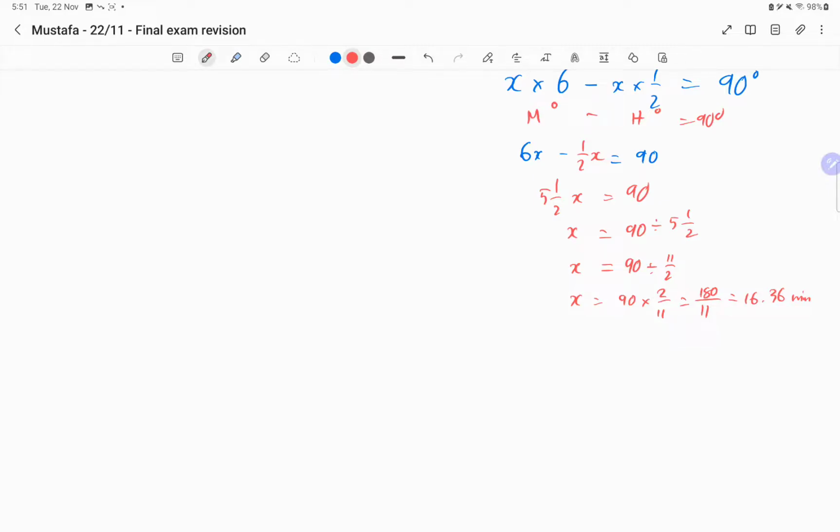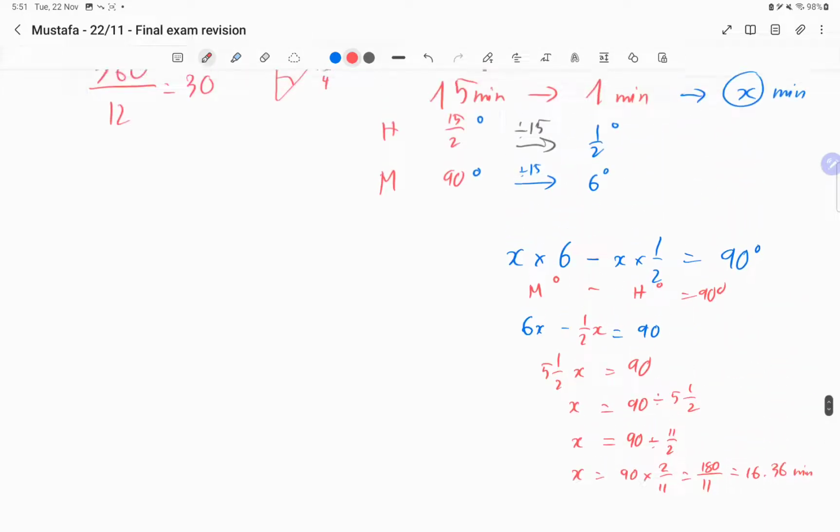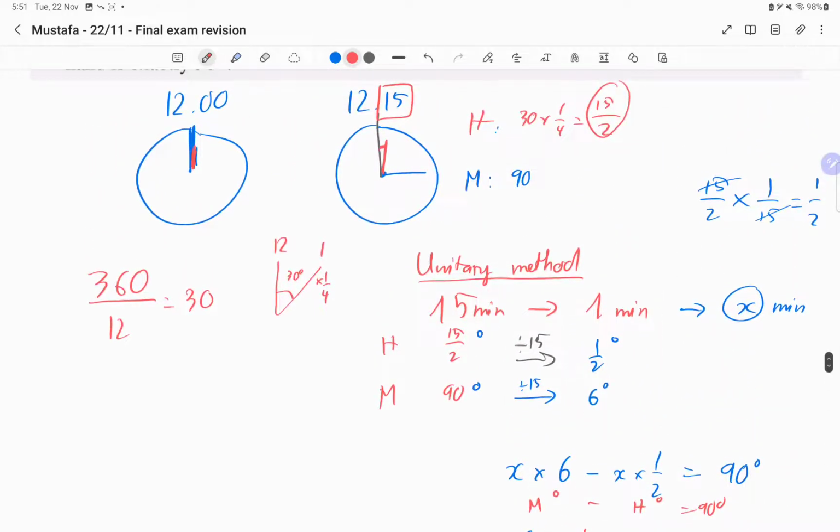Let me quickly double check to see if the answer they give is a whole number or a decimal number. But yeah, does that method make sense so far? Yeah. Now this kind of question is not really something that I would expect you to see in the exam, but you can't be sure. They can give you whatever they want.